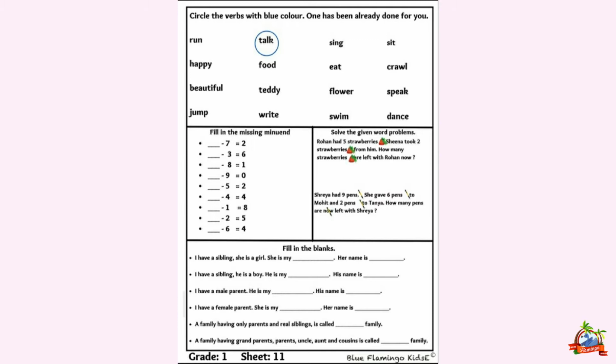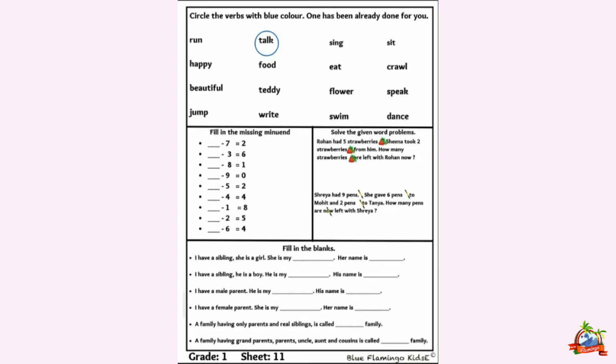Circle the verbs with blue color. One has been already done for you. What we have to do in this question is we have to circle the verbs. हमें क्या करना है? verbs पे circle करना है. Verbs means doing words, action words पे हमें circle करना है with blue color. Blue color की help से हमें circle करना है किस पे? Verbs पे. Okay, as you can see, one has been already done for you.